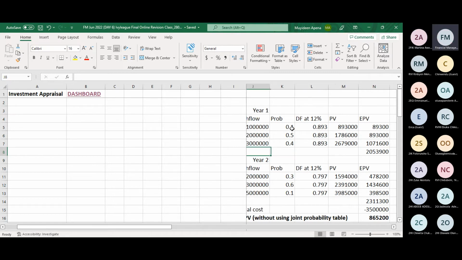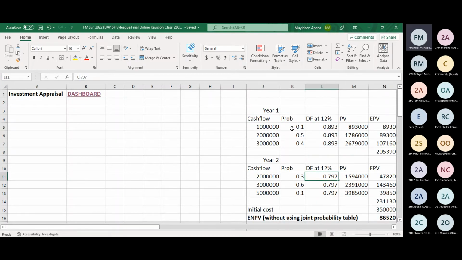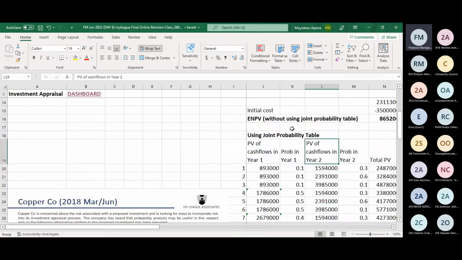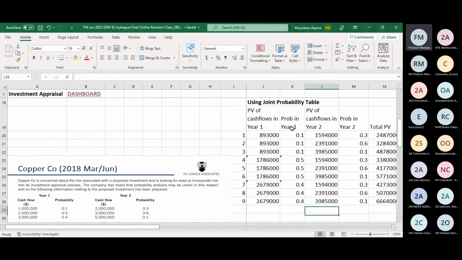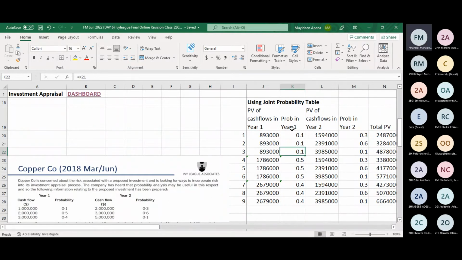But that's not the approach the examiner wants you to use. This is just strictly probability analysis. The examiner says go to the extent of a joint probability table, which is simulation. Simulate out all the possible scenarios, and that is this table. It's deliberate.